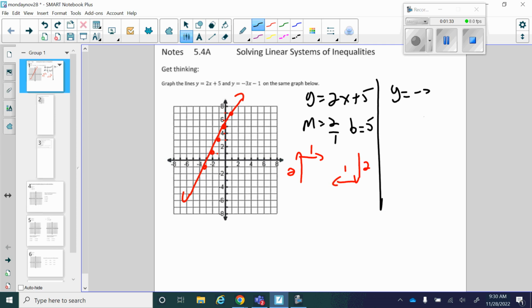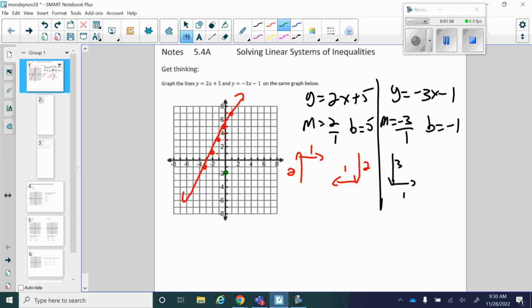And for the other one now, y is equal to minus 3x minus 1. Again, m is equal to minus 3. I'm going to make it a fraction, over 1. And my b is negative 1. That's my starting point. So for this one, for the slope, I'm going down 3 and to the right 1. So let's do that now. I'm starting at negative 1.